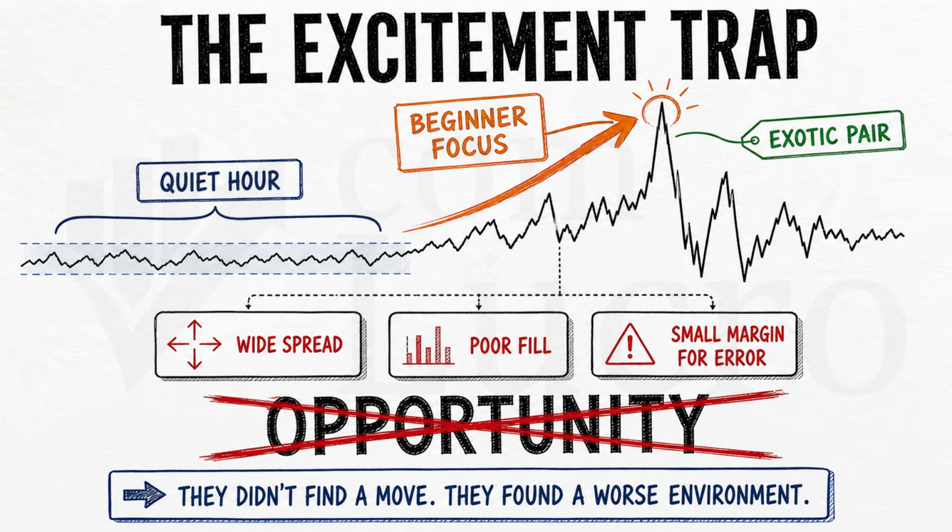This is where beginners get trapped by their own attention. Slow price feels boring, so they start hunting for the chart with the tallest candles. Then they end up in an exotic pair during a quiet hour, or they jump into a release they did not know was scheduled, and call the result volatility. Usually they did not find opportunity. They found a worse price, wider spreads, and less room for a mistake.